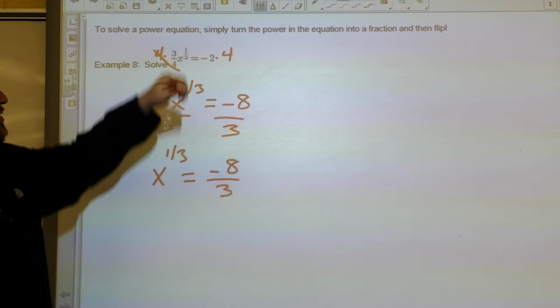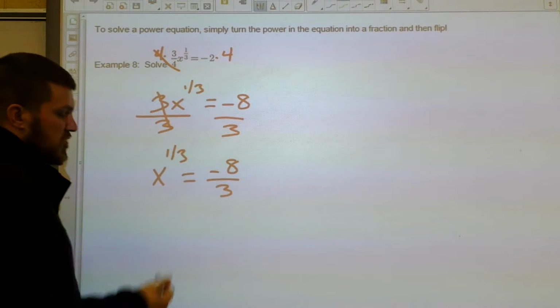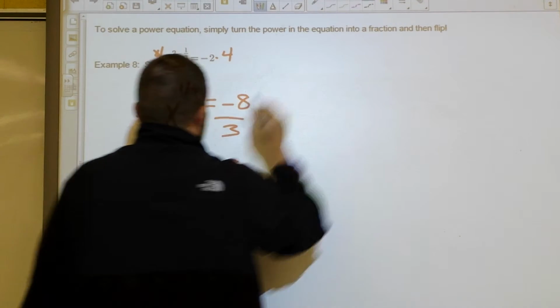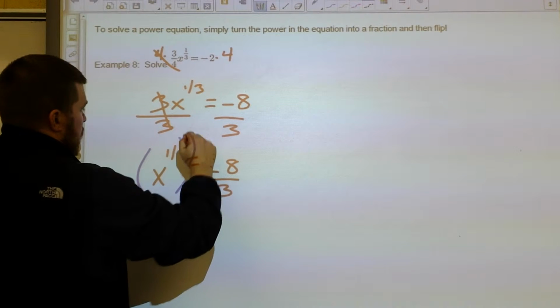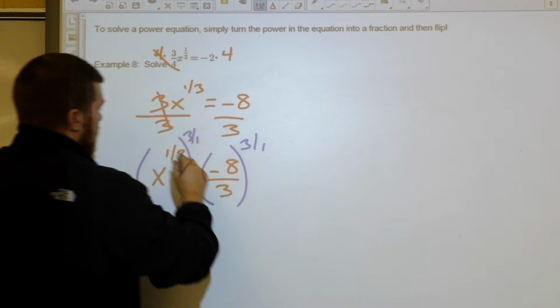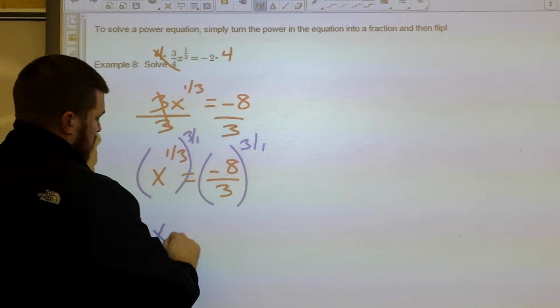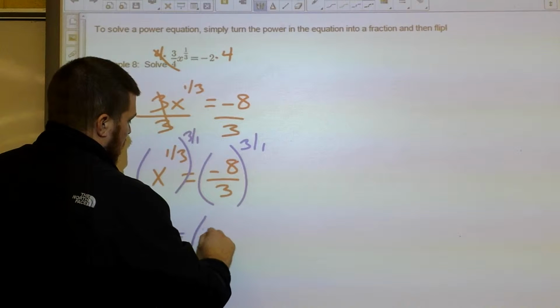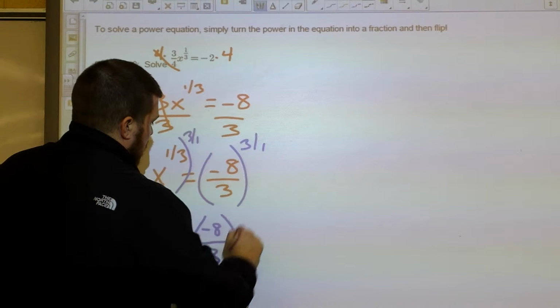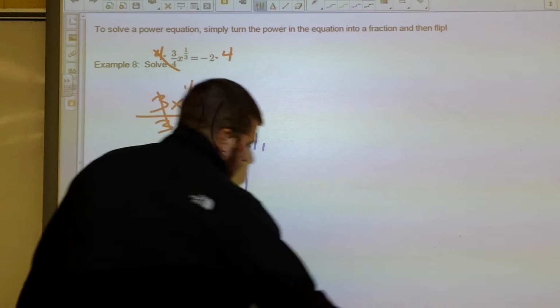Now, like we just saw above, to cancel out the 1/3 power, I'm going to have to flip that fraction and use that power on each side. So I'm going to have to use the 3/1 power on each side. 1/3 power and 3/1 power are going to cancel out, so x is just going to fall down. So x is equal to negative 8/3 to the 3/1 power. Well, that's kind of messy, so let's see if we can do any better. Clean it up in our calculator.